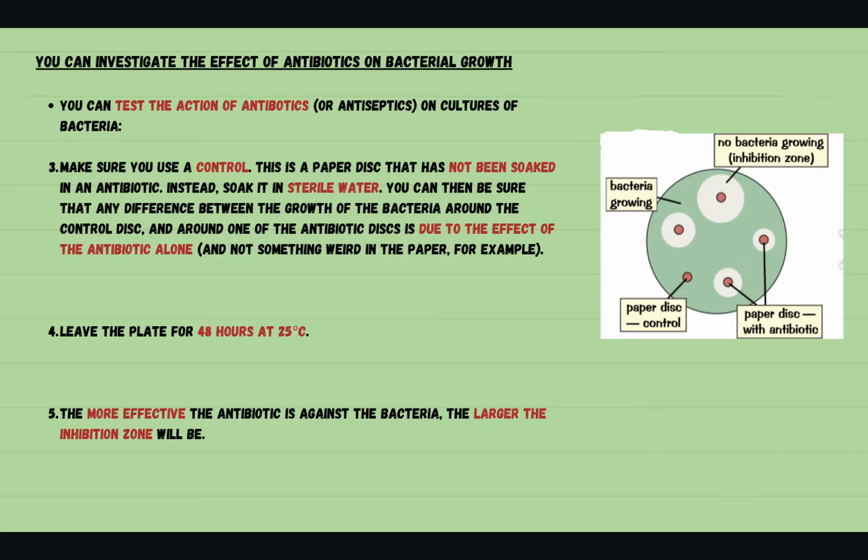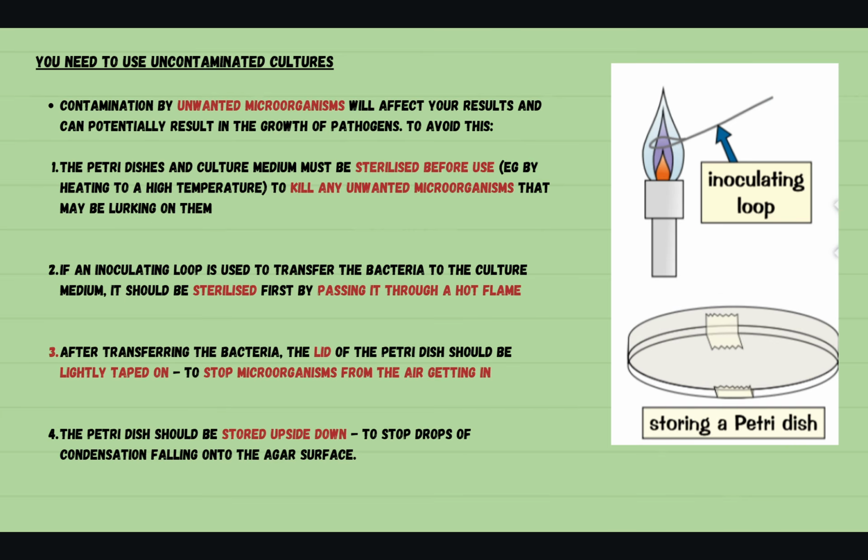Then you can be sure that any difference between the growth of the bacteria around the control disc and around one of the antibiotic discs is due to the effect of the antibiotic alone, and not something weird in the paper, for example. You leave the plate for 48 hours at 25 degrees Celsius, and the more effective the antibiotic is against the bacteria, the larger the inhibition zone will be.